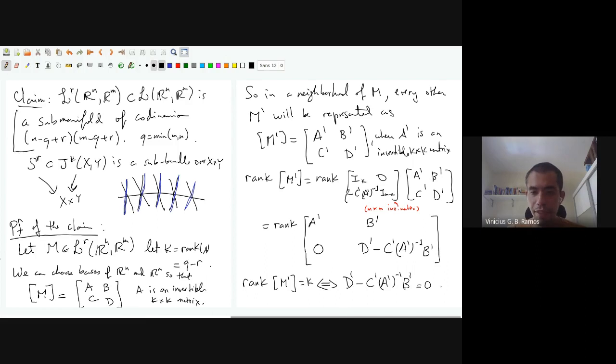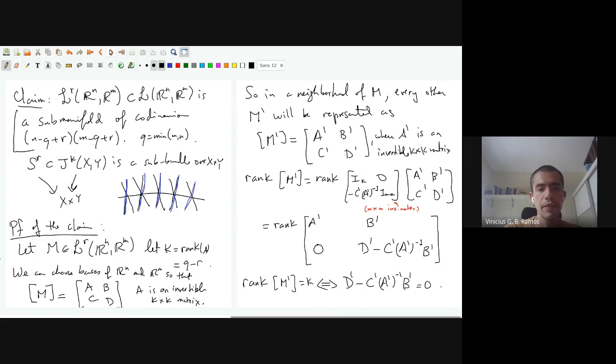So you see in particular from this form here that the rank cannot locally decrease. It can only locally increase. So if you're in a sufficiently small neighborhood of something of rank k, then you have to have rank at least k. And you're going to have rank exactly k if and only if this condition here is satisfied.